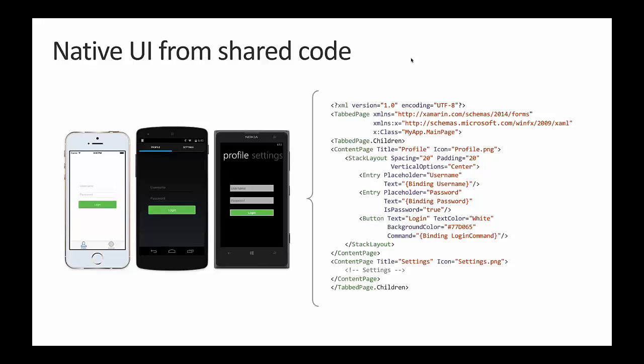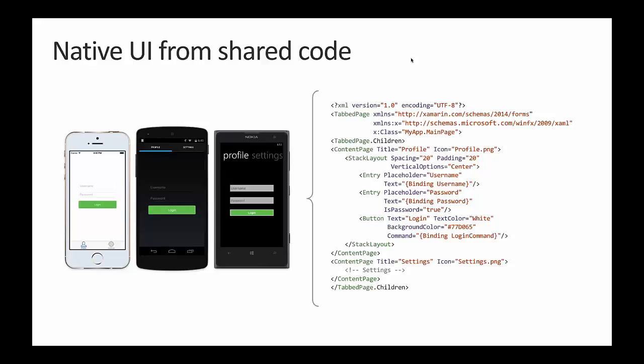So giving you some example out here, if you look at the XAML on your right, it's a tab page, and it has two content pages. The first content page is basically the profile, and within the profile page you can see there's a stack layout with two text boxes and one button. For the text box we use a naming convention called entry, because that becomes easier to understand. Entry is basically a text box: UI text box in case of iOS, text box and edit text in case of Android, and text box in case of Windows.